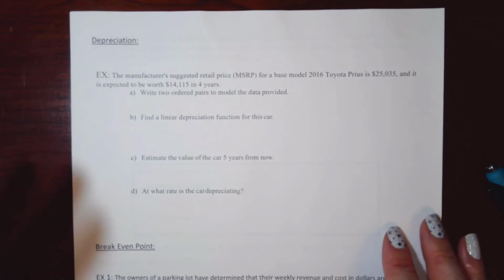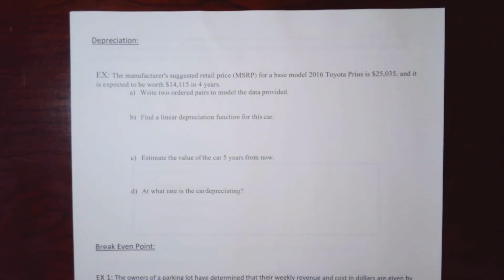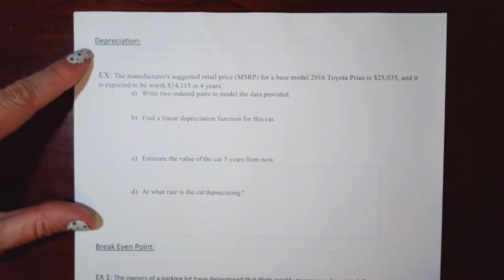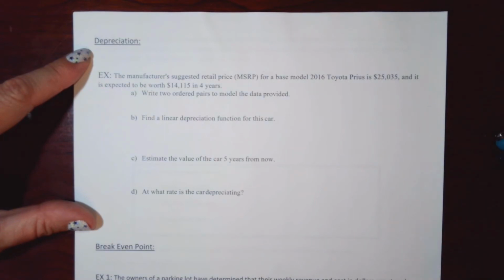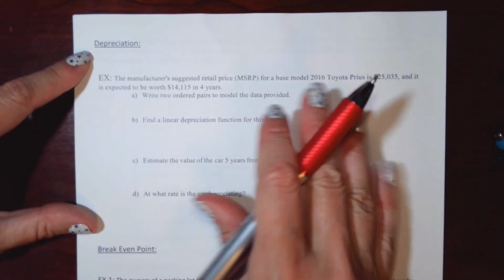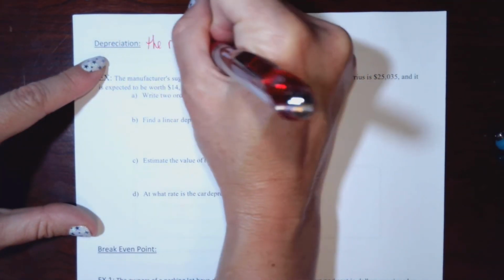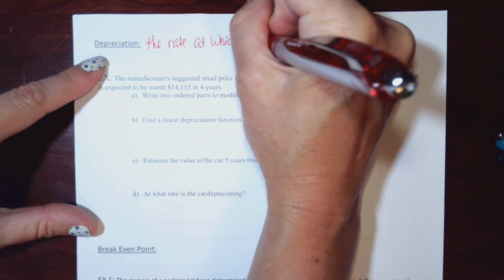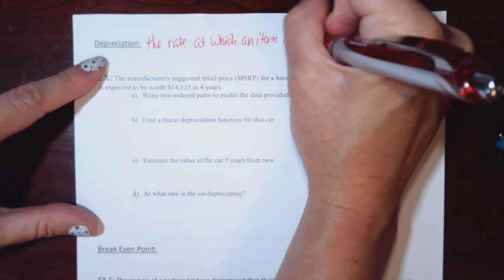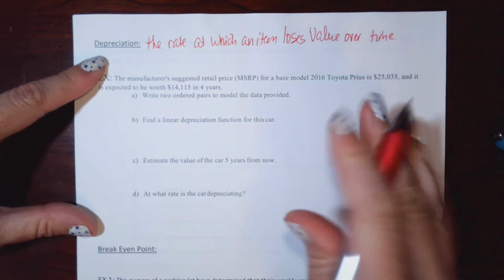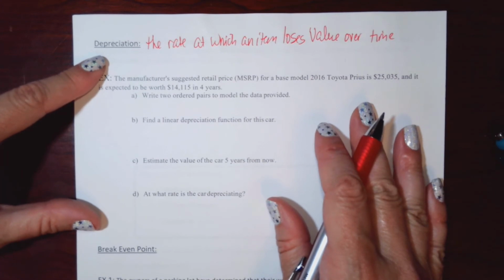Depreciation. Now, this is something that if you have ever bought a car, you are aware of. Most of the things that we purchase in life are going to depreciate as we use them. They become less valuable. Now, right now, a big exception to that would be a house. If you buy a house, housing prices are increasing in value. They're appreciating. But depreciation is the rate at which an item loses value over time. How fast an item loses value over time.